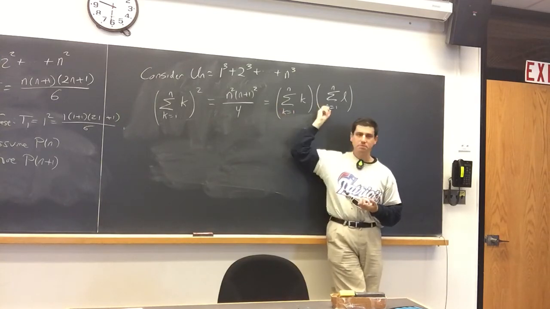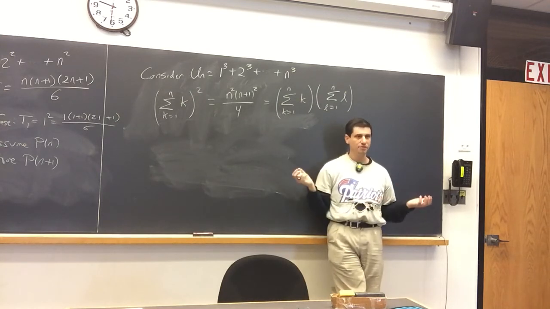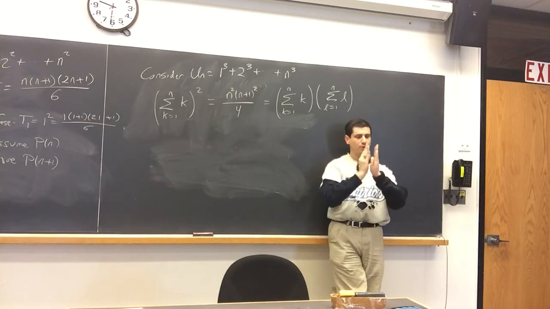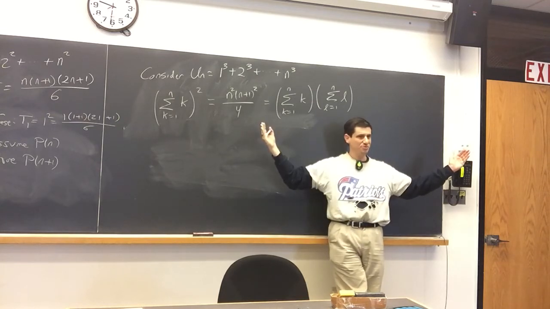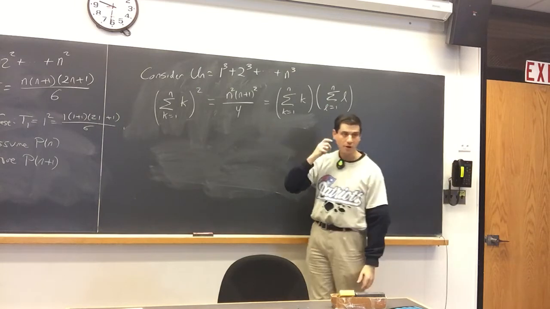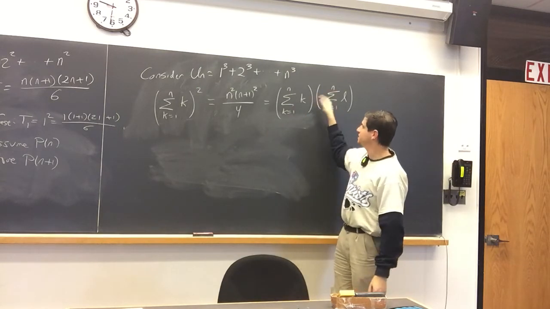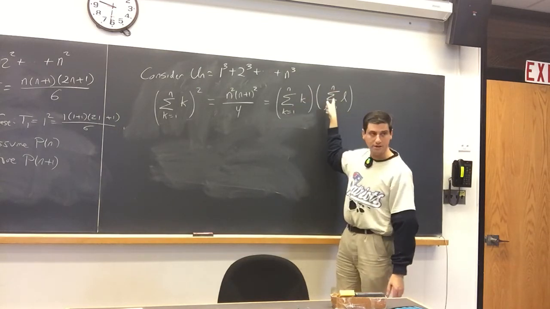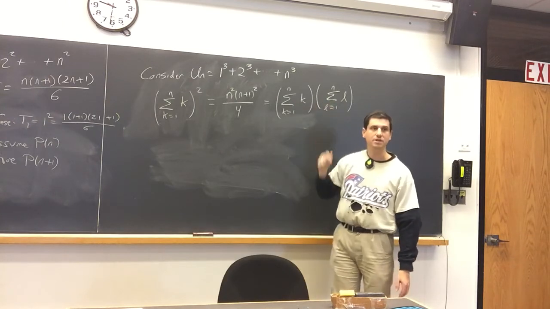So now I want to expand this. Everybody's comfortable with FOIL: first, outside, inside, last. This is now FOIL on drugs, because we now have n terms, so you have a lot of interior terms. There's two possibilities. When I multiply things out, I could have L equals K, or I could have L and K being different values.